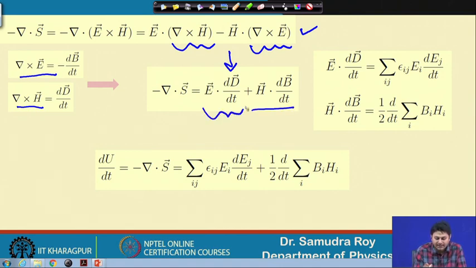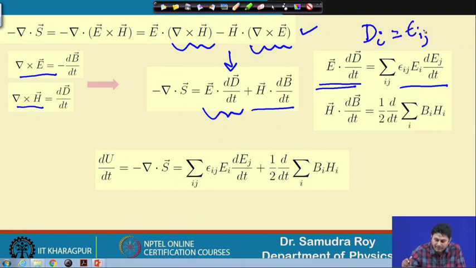A dot product again can be represented in terms of summation. So, if I do this dot product in summation form, it should be something like this. Again, the relationship between D and E is used here, because the ith component of the D is represented by epsilon_ij and then Ej.